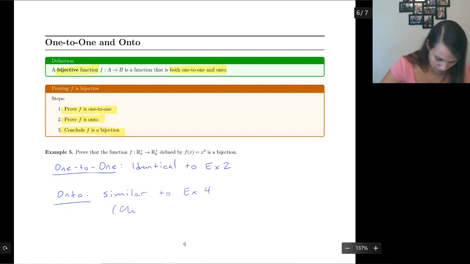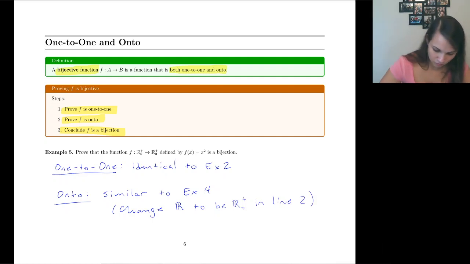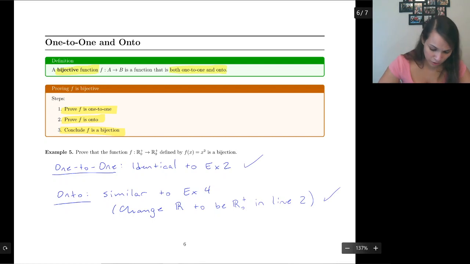All you have to do is change R naught plus, or R naught, R to B, and R naught plus in line 2 of the proof. And you'll be done. So we have one-to-one, we have onto. Therefore, we can conclude that f is a bijection.